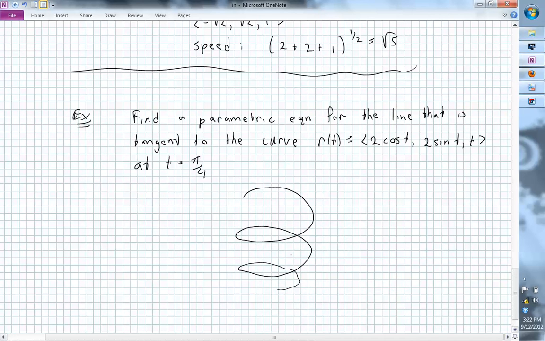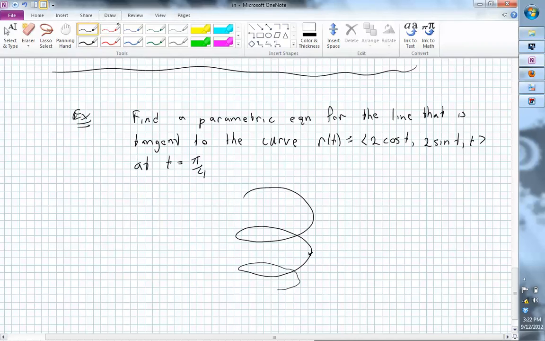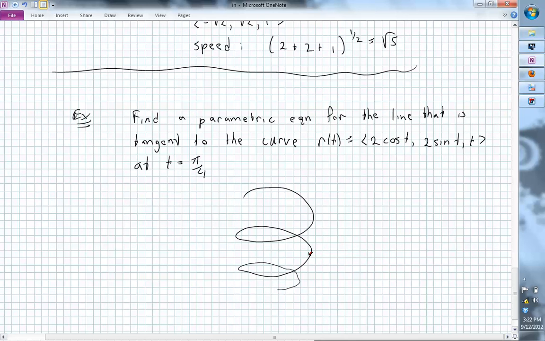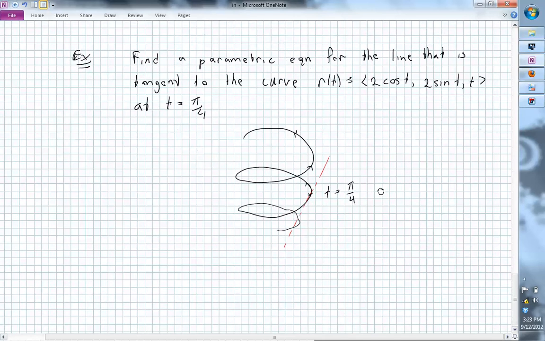Okay, and what we're really interested in is a tangent line right here like that. So this is sort of going up the helix like that. And we want the equation of the tangent line. This is all in 3 dimensions now. Alright, let's see if we can do it.